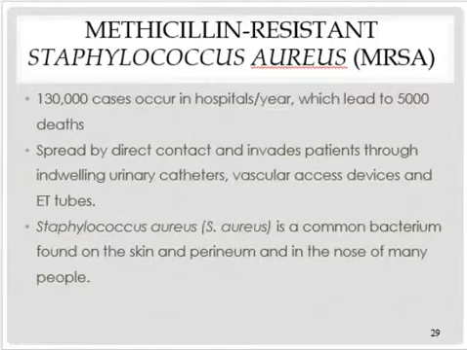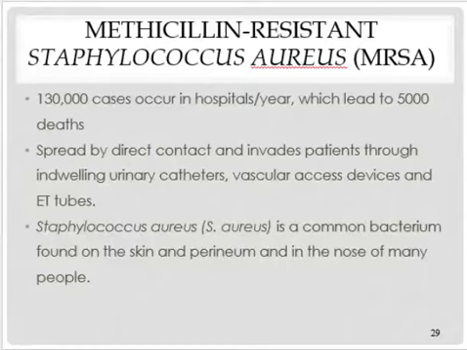MRSA, methicillin resistant Staphylococcus aureus. 130,000 cases occur in hospitals each year, which leads to 5,000 deaths. MRSA is spread by direct contact and invades patients through indwelling urinary catheters, vascular access devices, and endotracheal tubes. Staphylococcus aureus is a common bacterium found on the skin and perineum and in the nose of many people. Usually it's not infectious unless it enters non-intact skin.